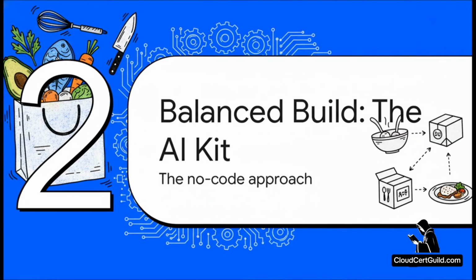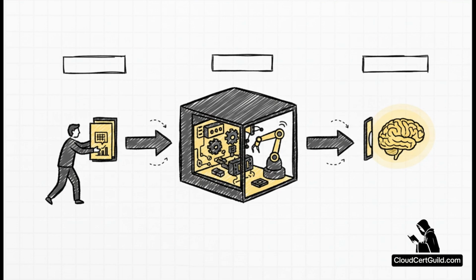Okay, but what if the set menu is a little too simple for you? What if you want something a bit more customized? You've got your own ingredients, but maybe you don't have the time, or let's be honest, the expertise to cook up a 5-star meal from scratch. Well, that brings us right to our next option, the AI meal kit. So this is the world of something called AutoML. It stands for Automated Machine Learning. And yeah, it pretty much does exactly what it says on the tin.